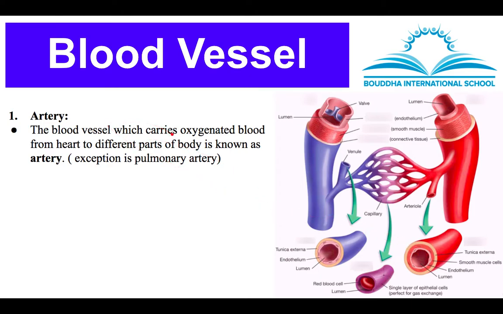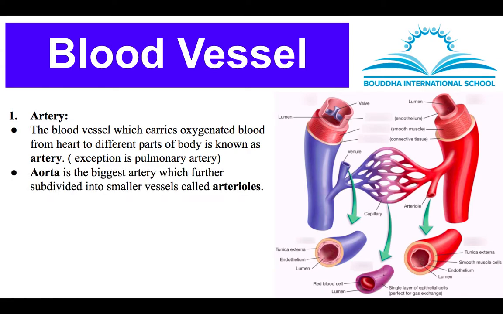And the artery always carries oxygenated blood, but the exception is the pulmonary artery that I discussed before, which carries impure blood. And the aorta is the biggest artery. The artery divides further into small branches called arterioles. Here you can see the artery divided into many branches, and the small branch of an artery is called an arteriole.